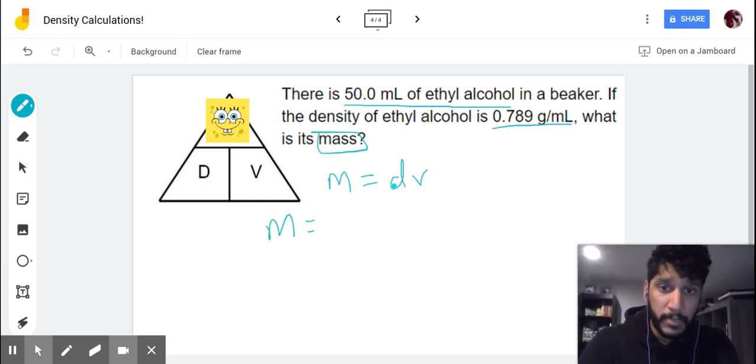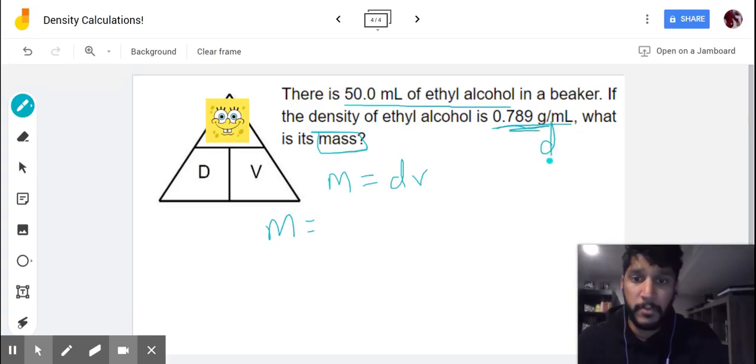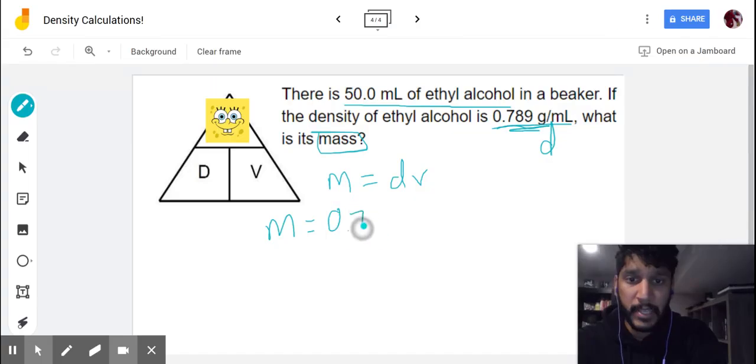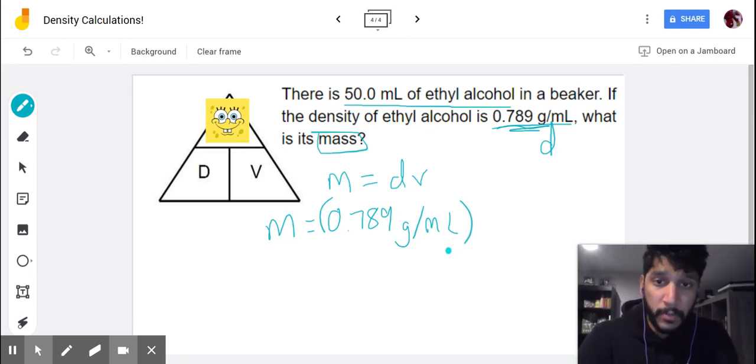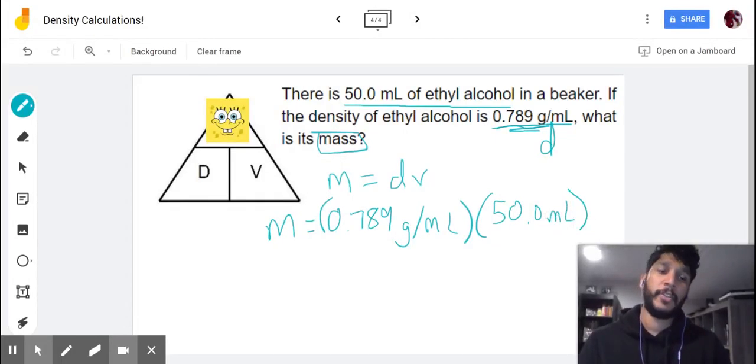Let's take a look at our problem. The density of ethyl alcohol is 0.789 grams per milliliter. So I'm going to plug in 0.789 grams per milliliter there. And let's see, our volume is 50.0 milliliters. So those numbers are just right next to each other. Let's get our calculator out. And we're going to take 0.789 times 50.